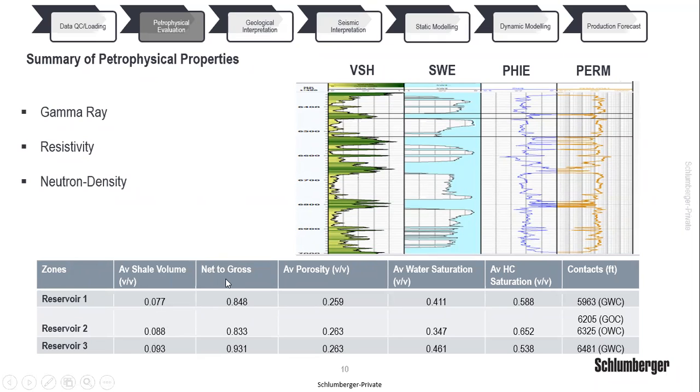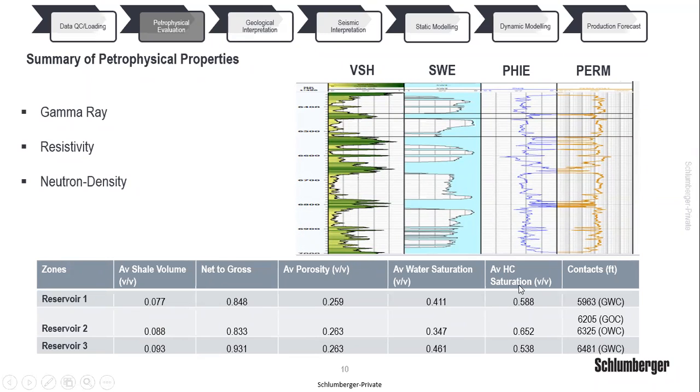And net to gross, which is your sand package over your total thickness, is also giving us something good, telling us that the majority of the thickness is sand. And porosity, as far as Niger Delta is concerned, 25 to 30%, which is excellent. And then our water saturation is generally below 0.5, telling us that we have good hydrocarbon saturation.